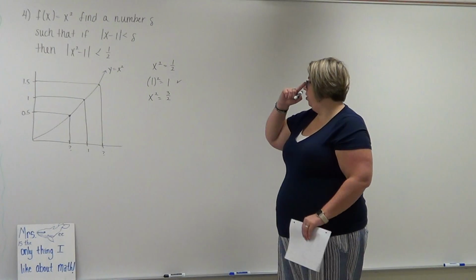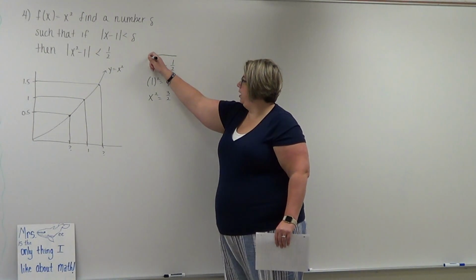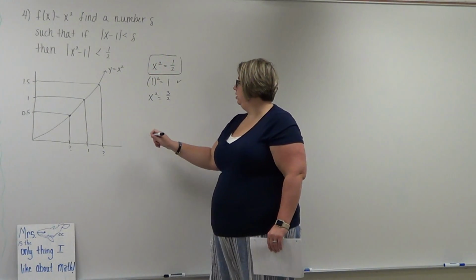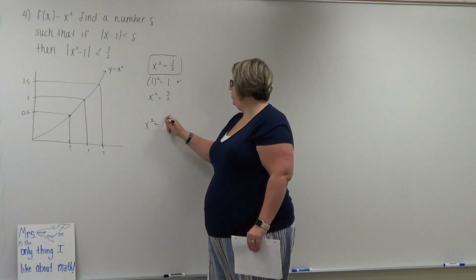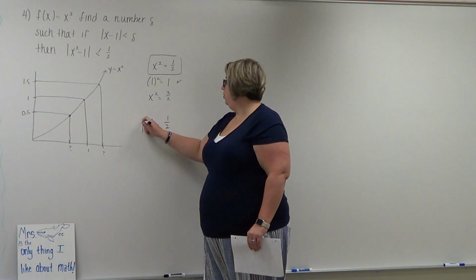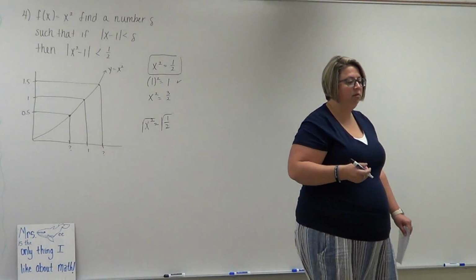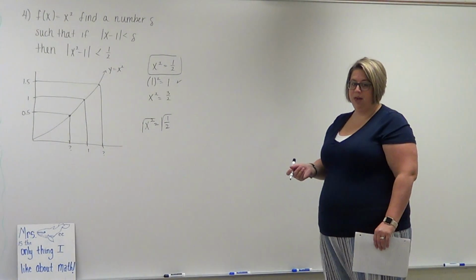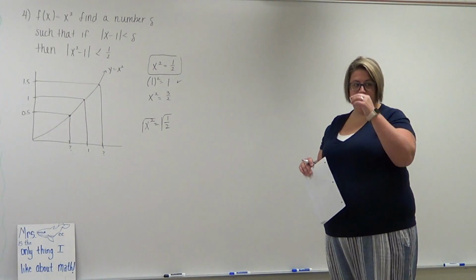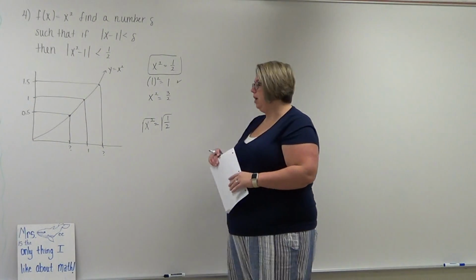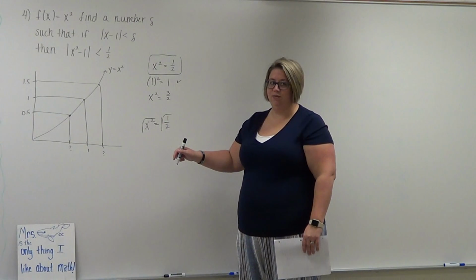Okay, so how would I solve this problem right here? How would I solve x squared? Okay, so square root of a half. Now, what do we know about delta and epsilon? Those numbers are always what? Positive, okay? Because they're the distance away. It's like your error. So I don't have to worry about the negative when I solve this.